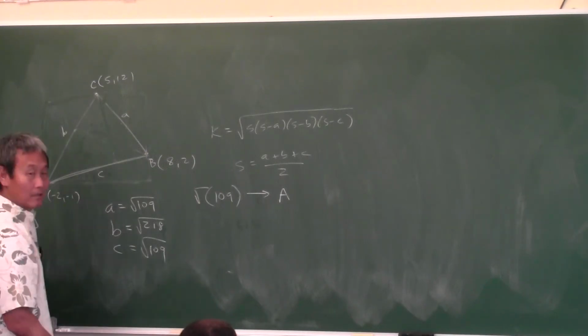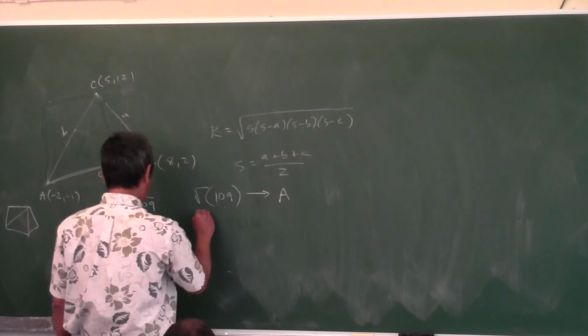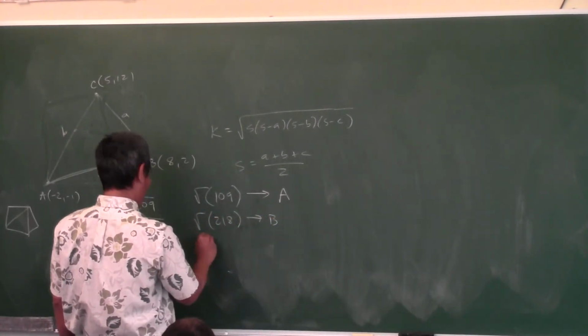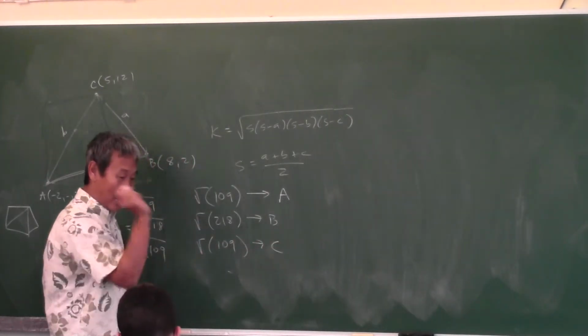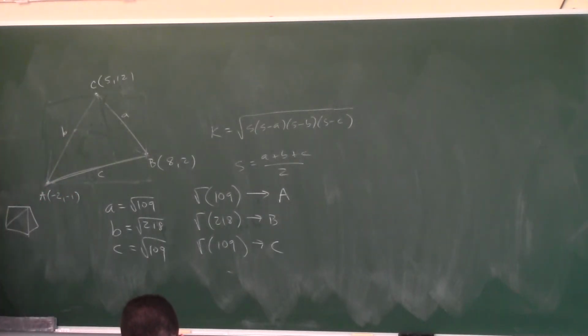Or you can press answer, the equal sign. Square root 218, store that into B, square root of 109, store that into C. And you gotta press enter or execute after each one. You do that. Now we got all three sides stored into our calculator.